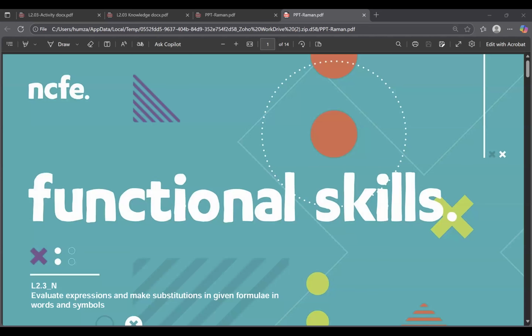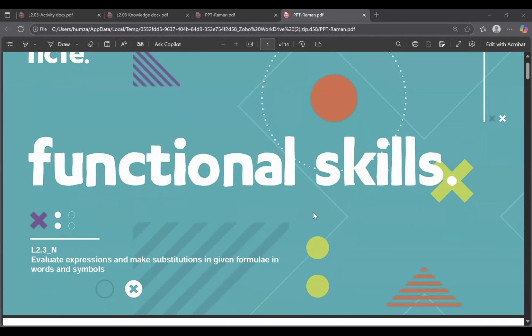Cool. So today we're going to evaluate expressions and make substitutions in a given formula in words and symbols.